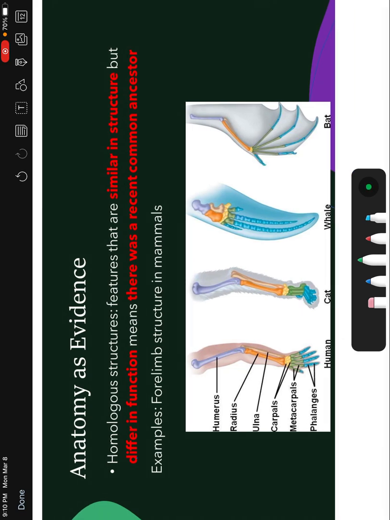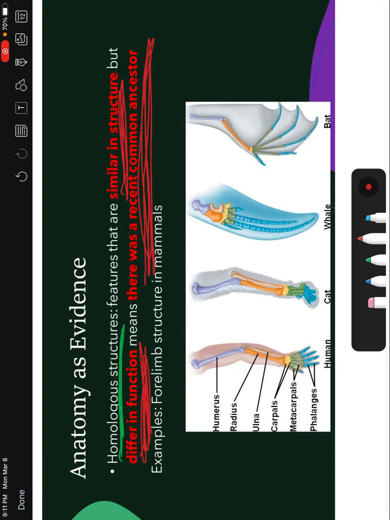Okay, so some anatomy as evidence. Here we have homologous structures. Homologous structures are features that are similar in structure, but differ in function. And that means that there was a recent common ancestor. Okay, so a good example of this would be forelimb structure in mammals.